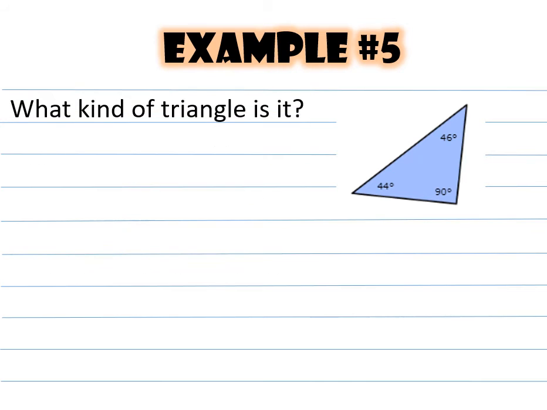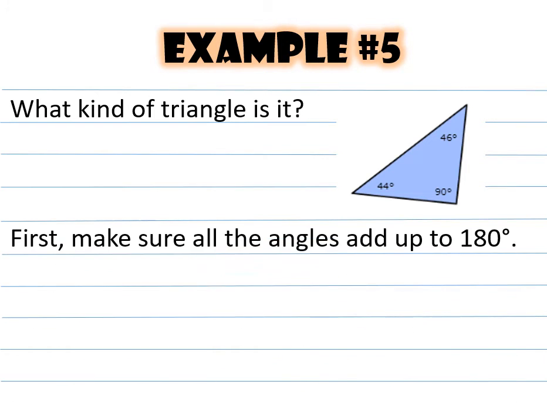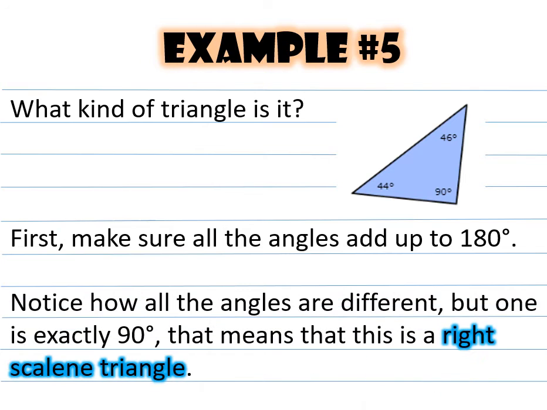Example number 5. What kind of triangle is this? 44 degrees, 46 degrees, and 90 degrees. First, make sure all of the angles add up to 180. 44 plus 46 is 90, plus 90 is 180. Notice how all the angles are different, but one angle is exactly 90 degrees. That means that this is a right scalene triangle.